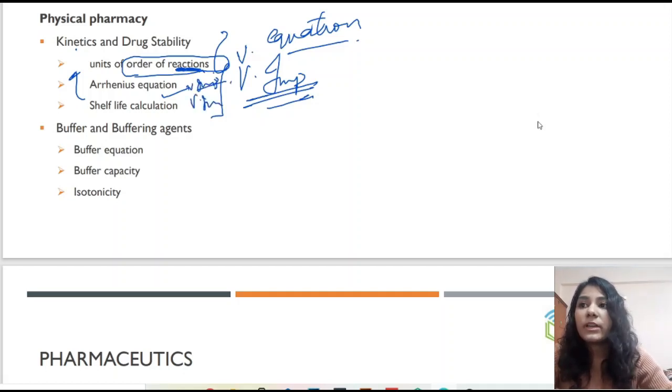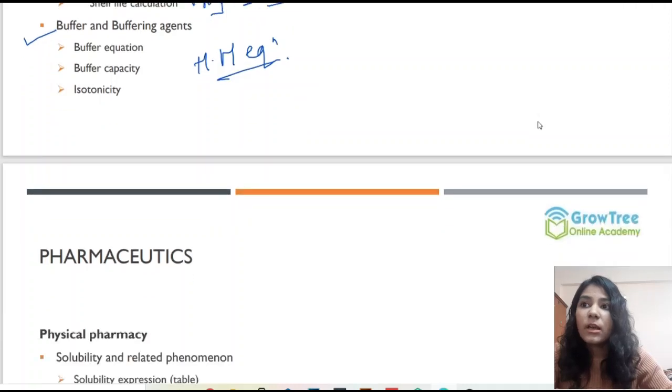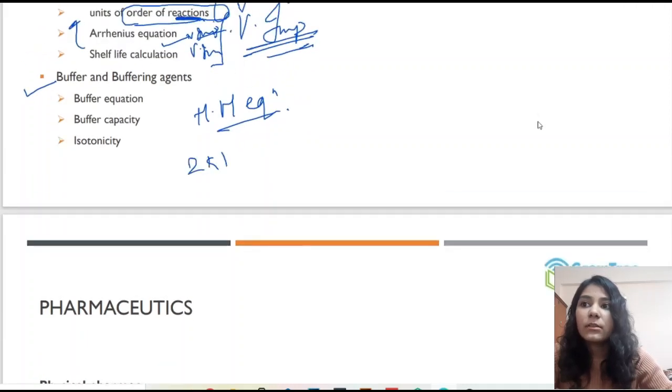Then there are buffers and buffering agents. You can be asked questions regarding the Henderson-Hasselbalch equation. And in 2K18 also a question was asked from the buffer capacity portion. Questions can be asked from isotonicity.